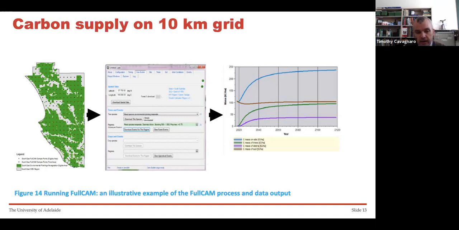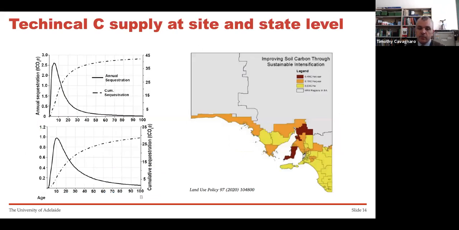If you think about taking a point every 10 kilometres across a large portion of South Australia and then running it through this model, and this is a manual exercise, you need to enter the latitude and longitude, you can then build these curves. But what that does is it gives you the technical carbon supply. It tells you how much carbon will be sequestered at that particular location under a different type of land use change. And so what that provides for each and every site along that 10 by 10 kilometre grid is one of these sequestration curves.